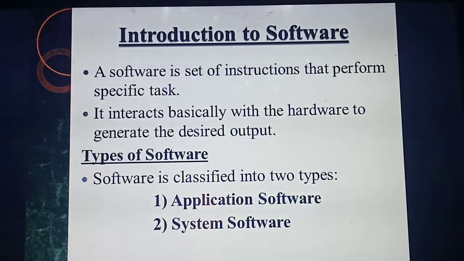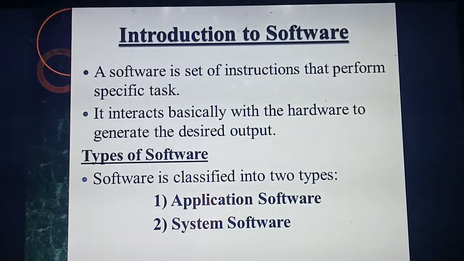Understood? So what do you mean by software? Software is a set of instructions. Based on those instructions, particular software will do the task properly. What's the use of the software? The software will interact with the hardware to provide the desired output. There are two types of software.